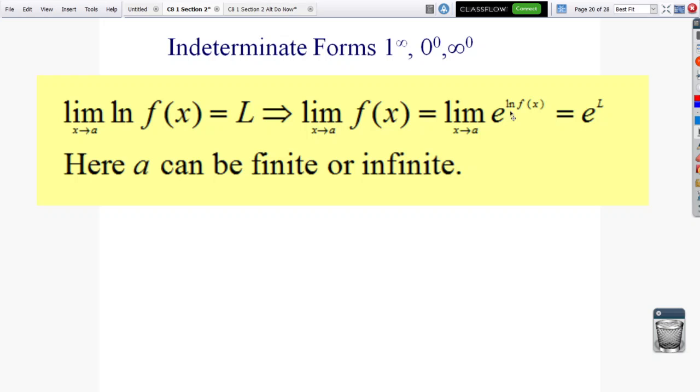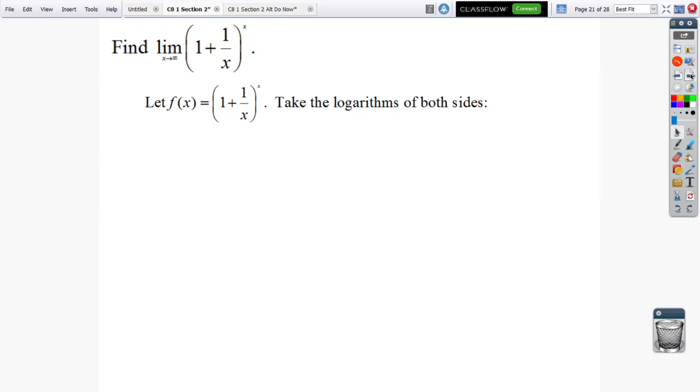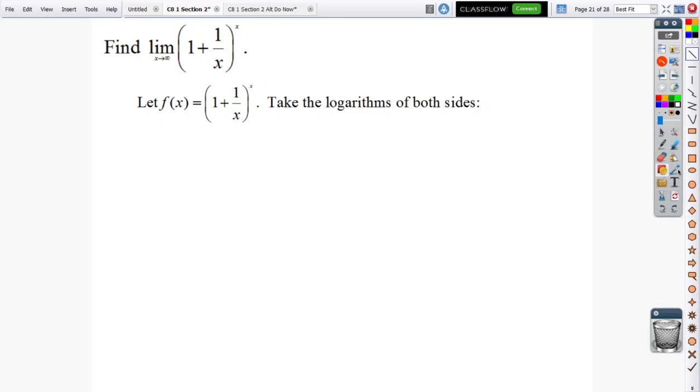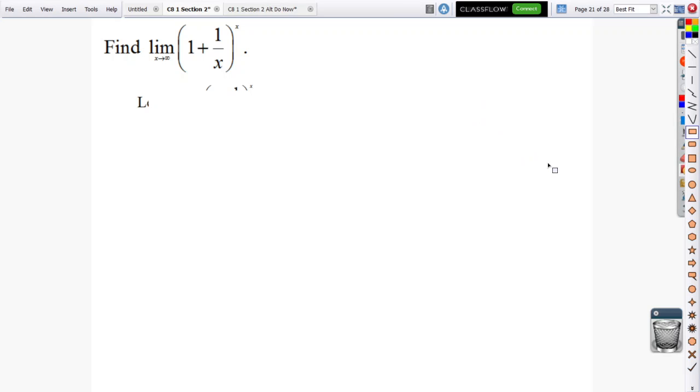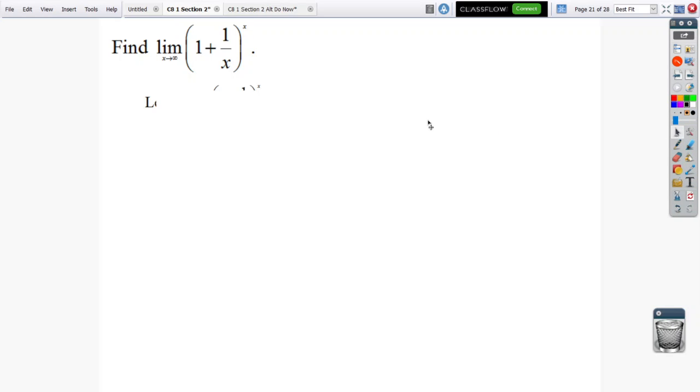And here, the approach value can be either finite or infinite. So let me just lead you through that process with this particular problem. Find the limit as x approaches infinity of 1 plus 1 over x to the xth power. I'm going to modify this so that we don't have to look at all of this stuff right down here. Move that box covering stuff. All right, there we go.